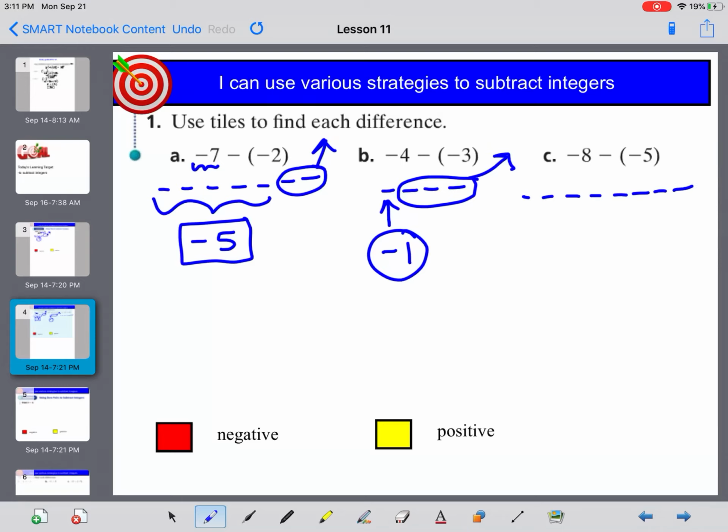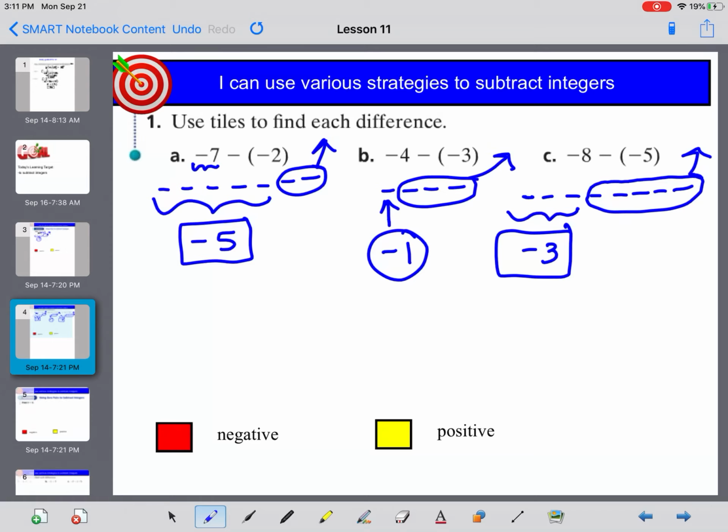So letter C, I have 8 negatives, and I'm going to take away 5 negatives. So I'm going to throw those away or take those off the board. And what's remaining is my answer. And what's remaining is 3 negative tiles. So my answer is negative 3. So just to review, negative 7 minus negative 2 gives me a negative 5.